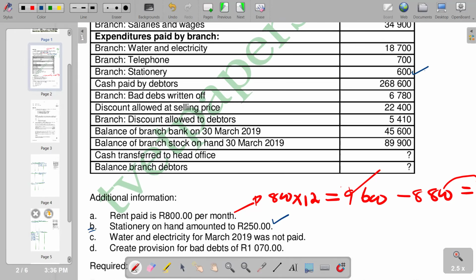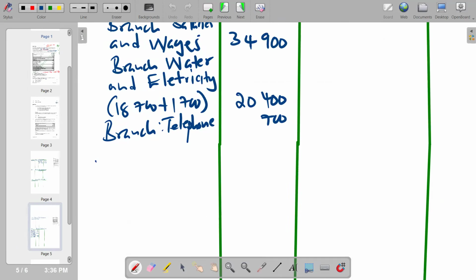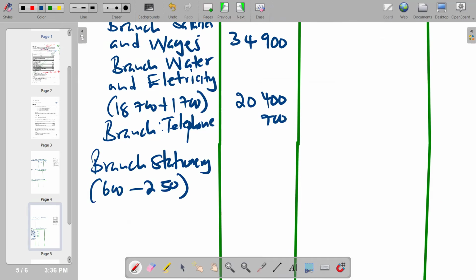So we come here, we say stationery, branch stationery, whereby in brackets we are saying 600 minus 250, so that we get what was used, which is going to be the expense. So we are going to get 350. That's the expense part of stationery.